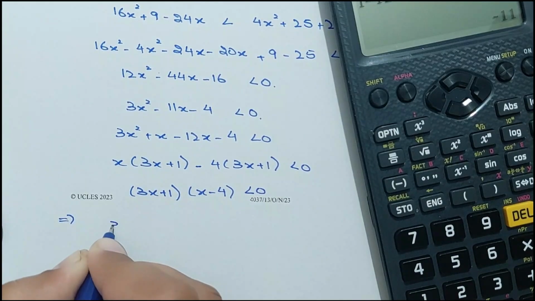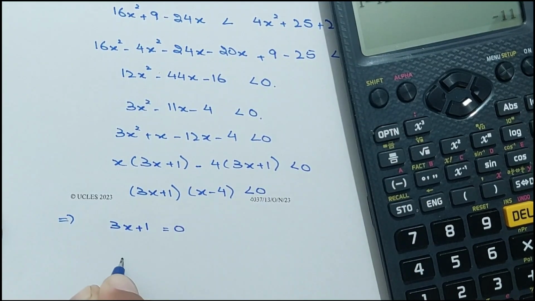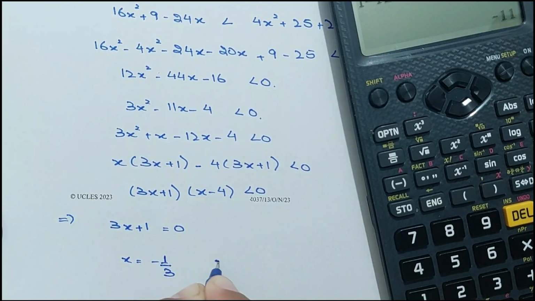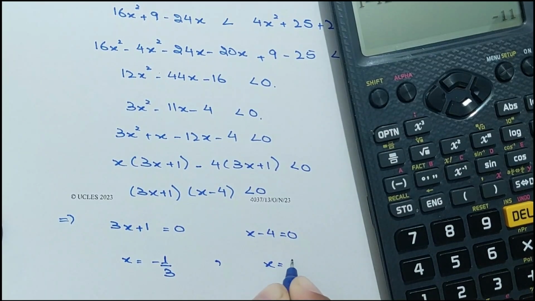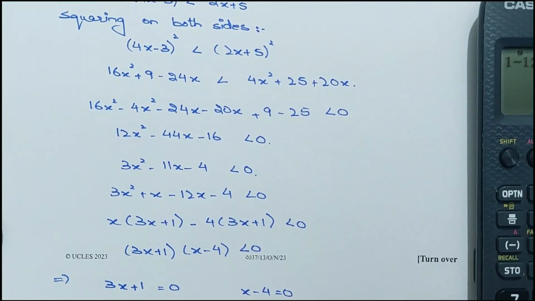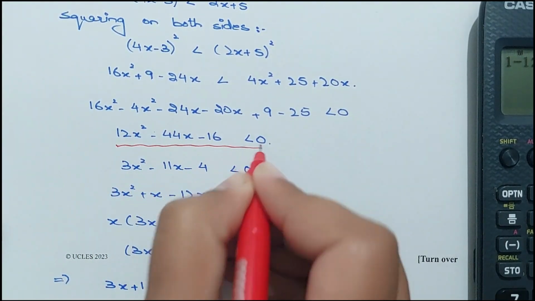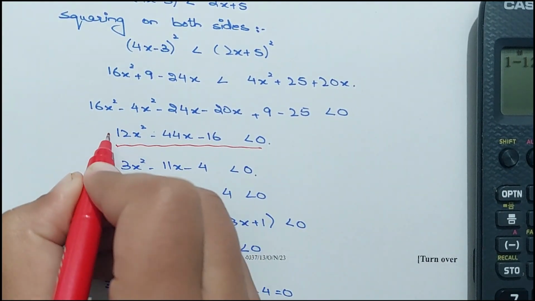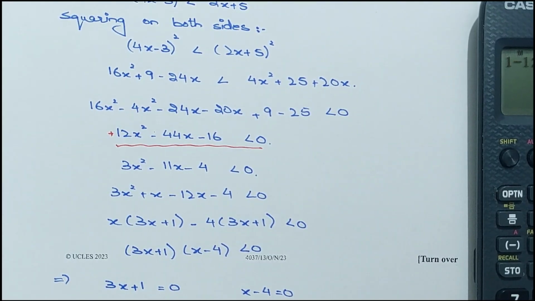So from here, 3x plus 1, if I put it equal to 0, x should be equal to minus 1 by 3, and x minus 4 equals 0, so x should be equal to positive 4, right? Now we have to select the inequality. As you can see, we have a quadratic expression over here, right? And the leading coefficient is positive, right? So it should be a parabola, and the opening of the parabola is upward, right?